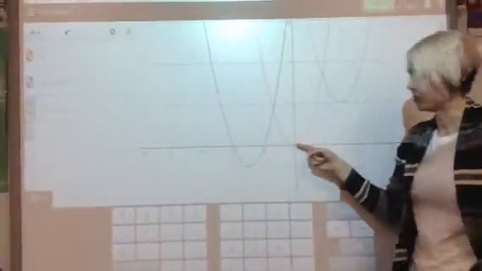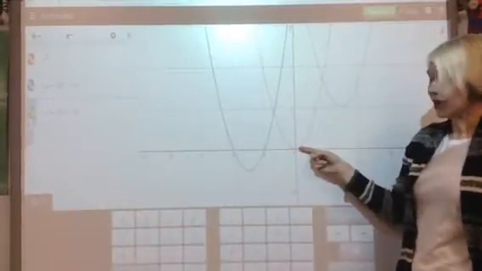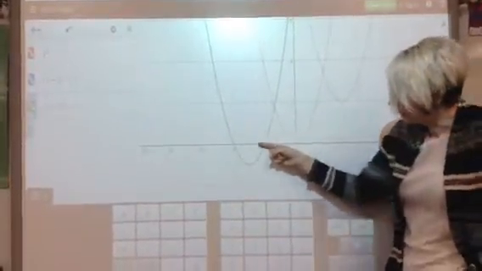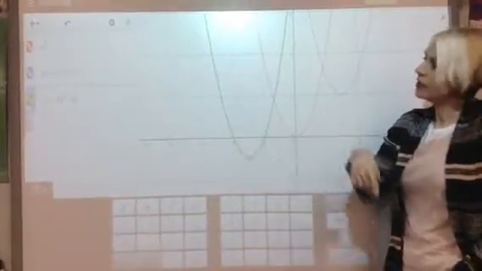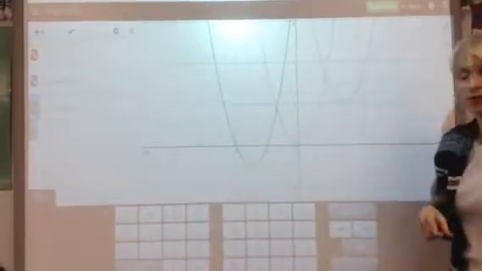Let's look at the green. Do you remember my guess was that it would move left 3 and down 1? Look what it did. Left 3, down 1. That's exactly what it did. So you look at the examples in your notes. Go ahead and graph on Desmos if you'd like to.